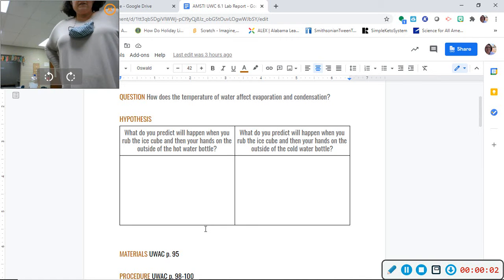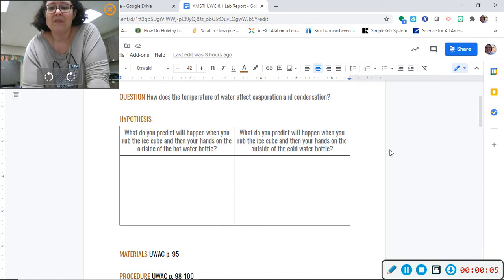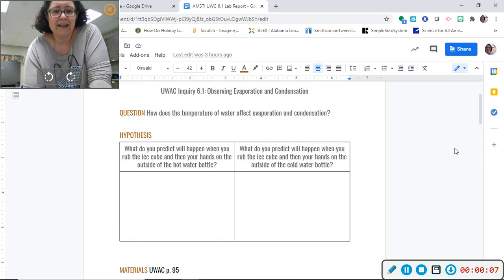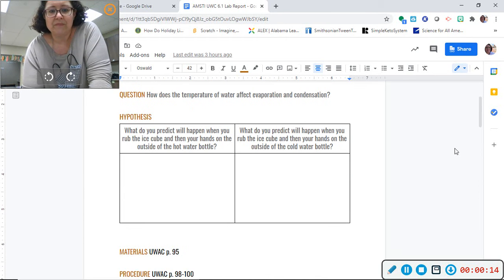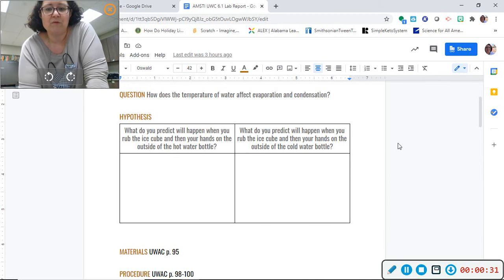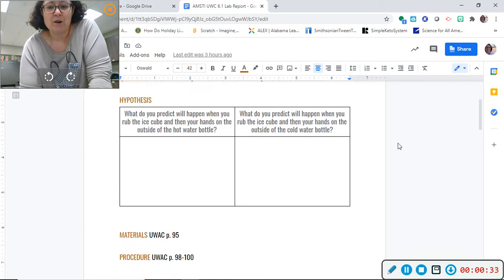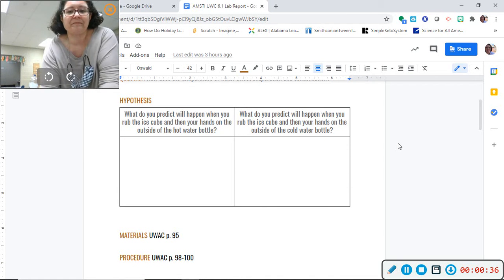Today we're going to be doing Amsti 6.1, where we are looking at how the temperature of water affects evaporation and condensation. I'm going to show you the setup for this experiment, and you are going to make your predictions on what you think will happen when we rub an ice cube and then our hands on the outside of a bottle that has hot water and then one that has cold water.